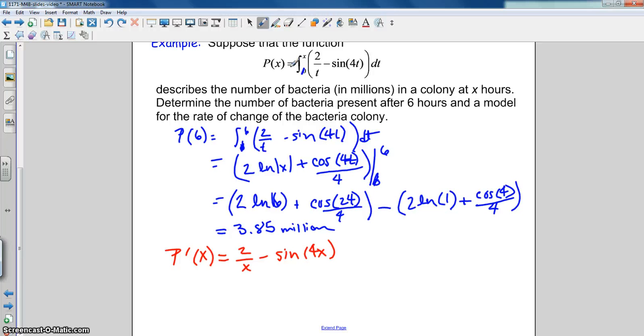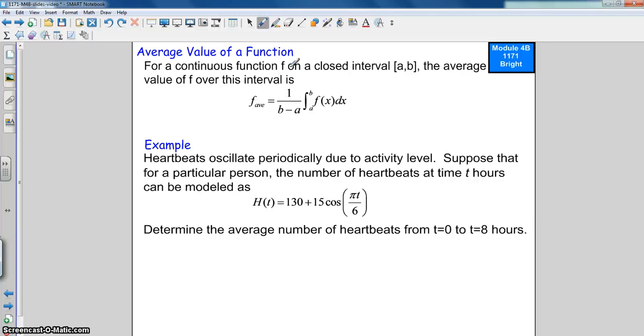Fairly straightforward. Another application that is discussed in this section is not necessarily using fundamental theorem of calculus part 1, but it does use part 2. If we have a continuous function on a closed interval, the average value of f over this interval is this: 1 over the difference in the bounds, times the definite integral from a to b of the function.